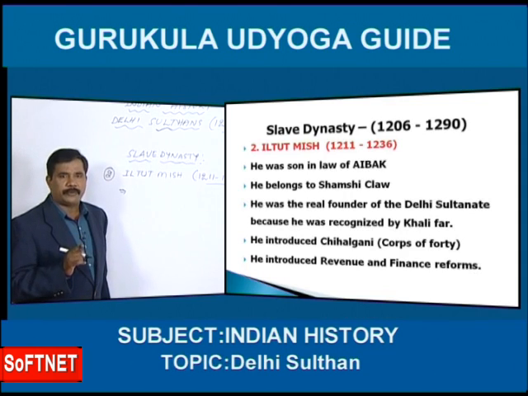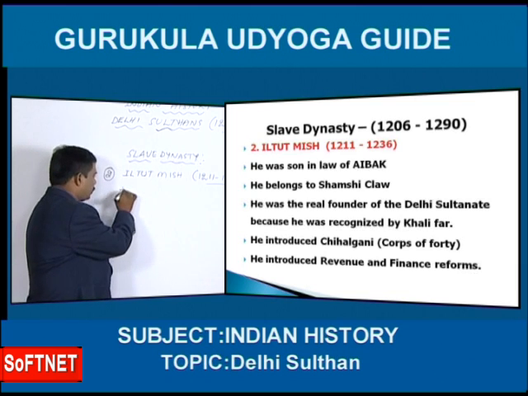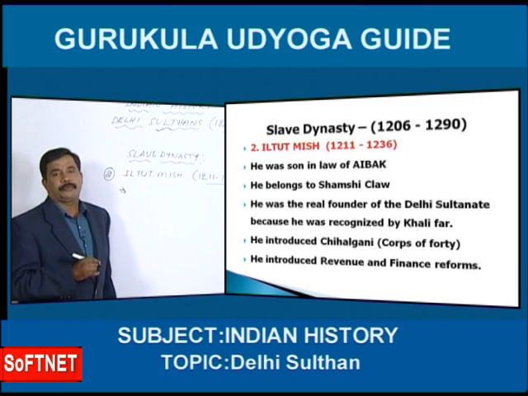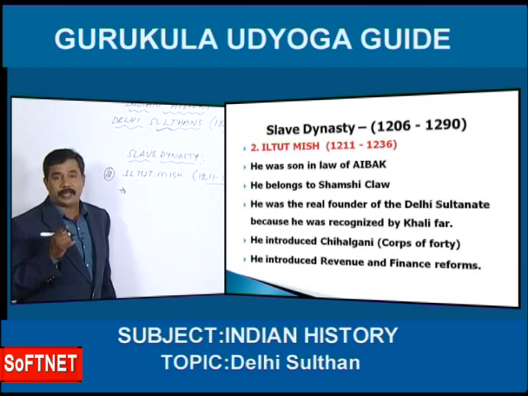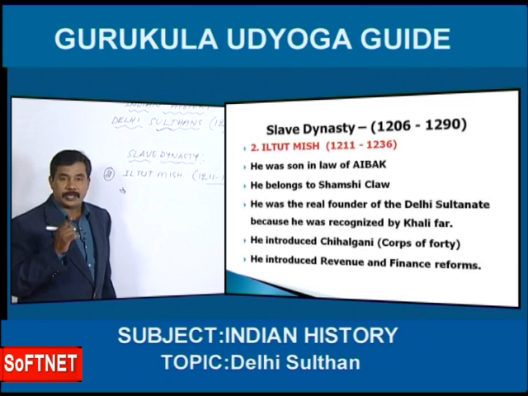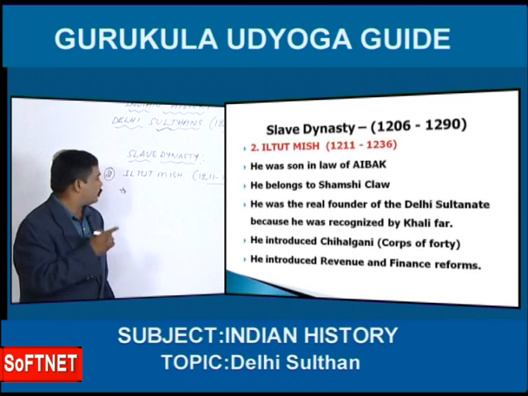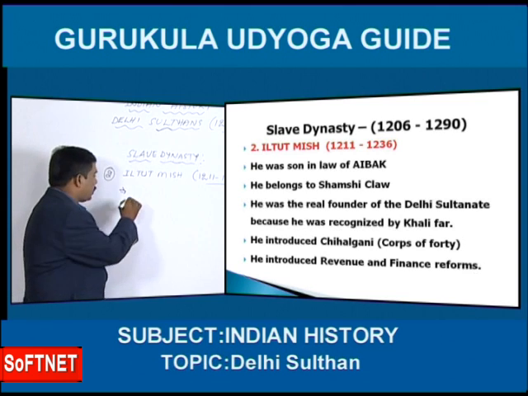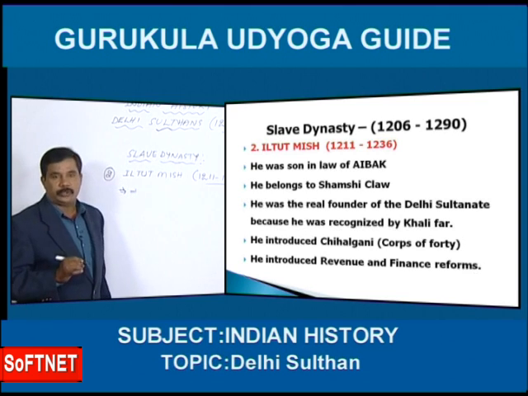He is the real founder of the Delhi Sultanate in India, because he was recognized by the Khalifa. But Aibak was not recognized by the Khalifa. That's why Aibak is not the Sultan. The title Sultan was given by the Khalifa to Iltutmish. That's why we have to say he is the first Sultan, the first Delhi Sultan.